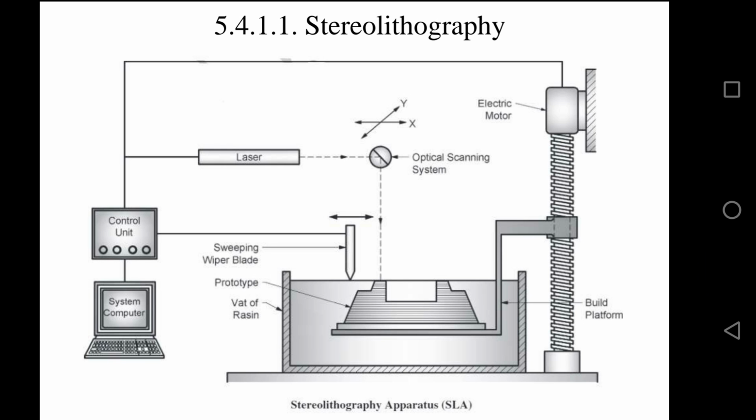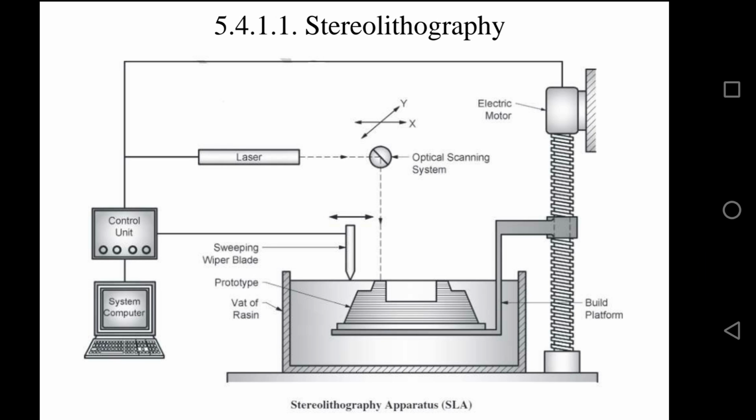Once after scanning and solidifying one layer, the build platform is then lowered by a depth equal to 1 layer thickness and left for a short time, so that the liquid resin settles on the cured solid layer. Once the liquid resin settles on the cured solid layer, a sweeping wiper blade moves across the surface to coat a new layer of resin on the solid layer, and the thickness of the new layer of resin is equal to 1 layer thickness.